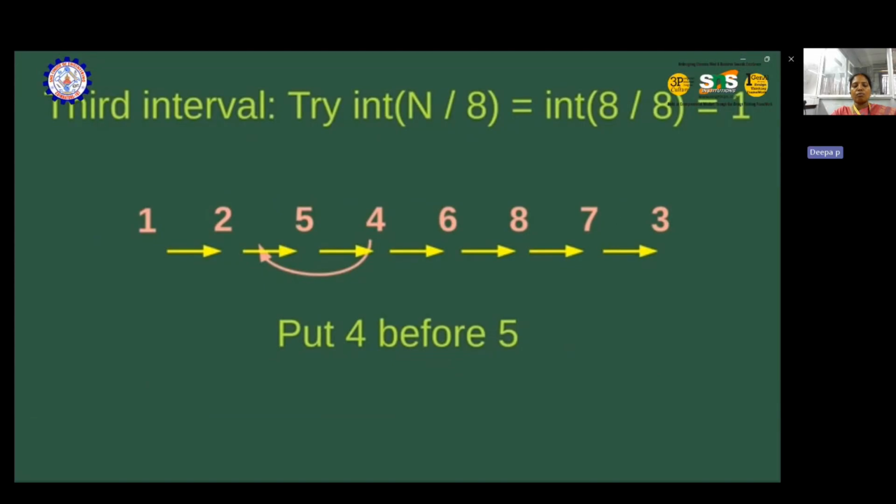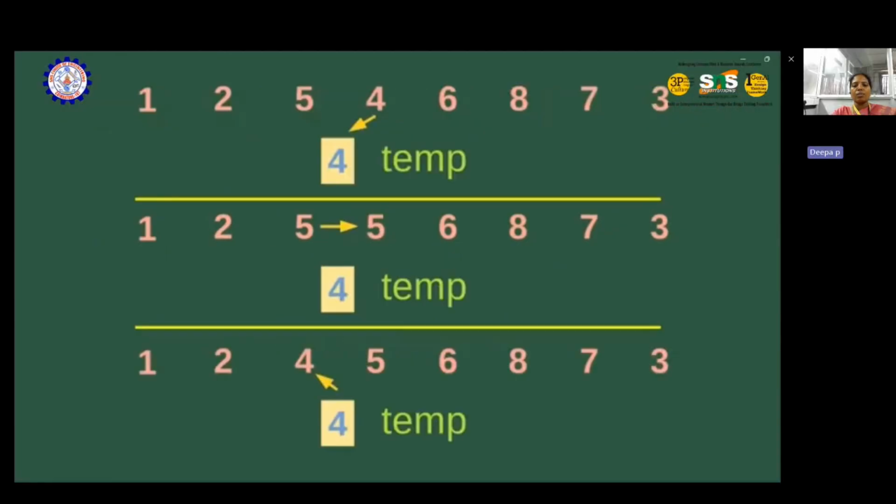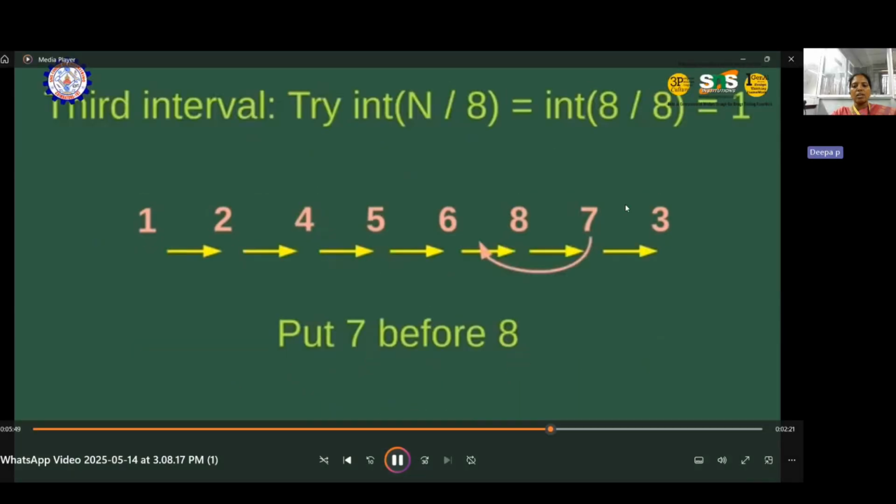Put 4 before 5. Put 2 before 4. Put 1 before 2 or 7. In order, repeat for the next smaller gap in the sequence. When the gap is 1, perform a final insertion sort.